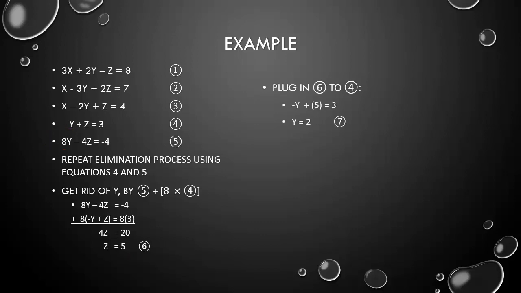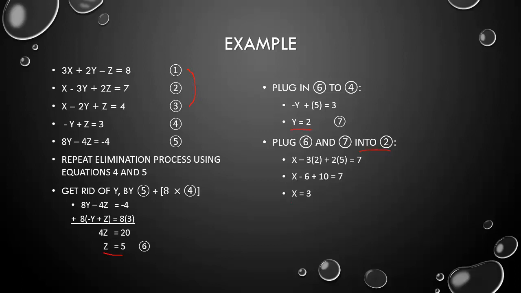Now that we have the value of z, we can plug it into either equation 4 or 5 to get the value of y. In this case, we plugged it into equation number 4, and we can see that the result of y is 2. Now that we have the value of y and the value of z, we can plug these two values into any of equation 1, 2, or 3 and get the value of x. In this case, we plugged into equation number 2, and it turns out that the value of x is equal to 3.